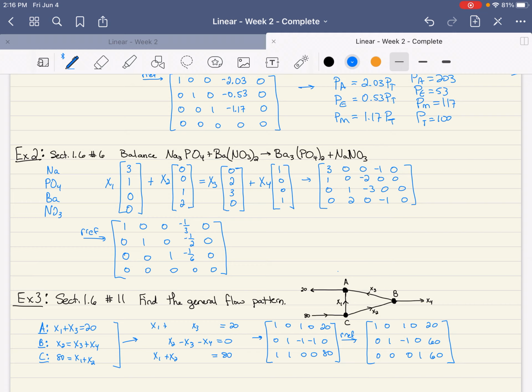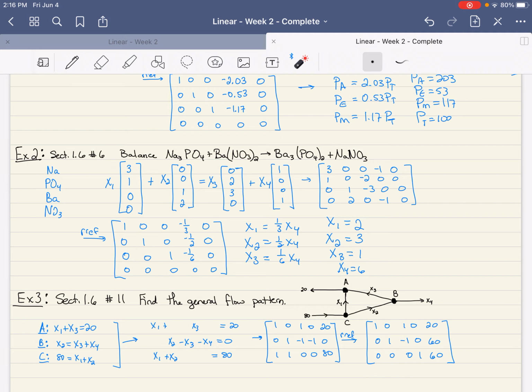And what that leaves us with is x1 is 1/3 x4, x2 is 1/2 x4, and x3 is 1/6 x4. So if I let x4 equal 6, then x3 is 1, x2 is 3, and x1 is 2. So I'm just plugging our 6 that we picked for x4 into here.